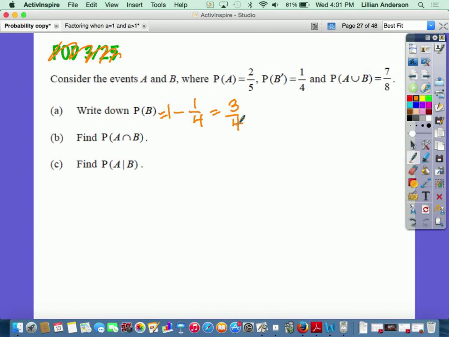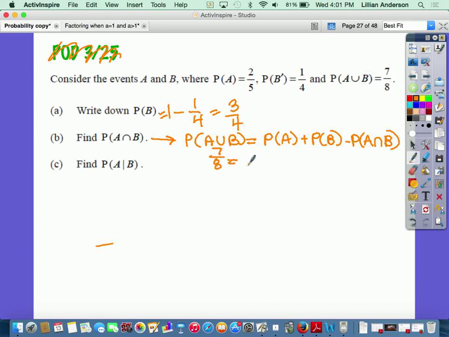Now to find the intersection, we're going to have to use the addition rule which said the probability of A union B is equal to the probability of A plus the probability of B minus the probability of their intersection. And that's what we're looking for. We know the probability of A union B is 7/8. Probability of A is 2/5, and we just found out that the probability of B is 3/4. So to find the probability of the intersection between A and B is just the linear equation which we solve for.